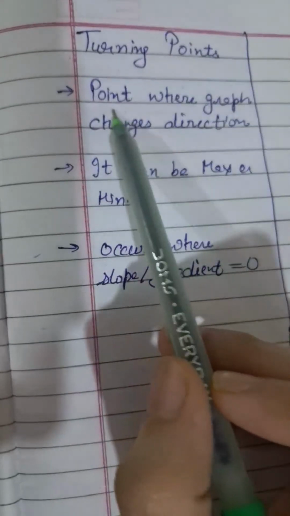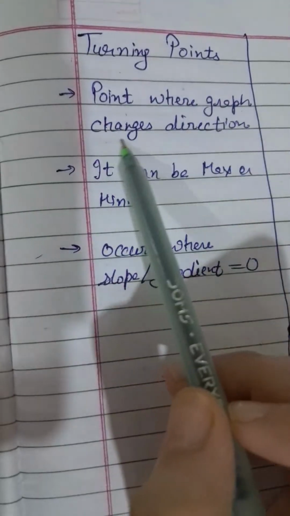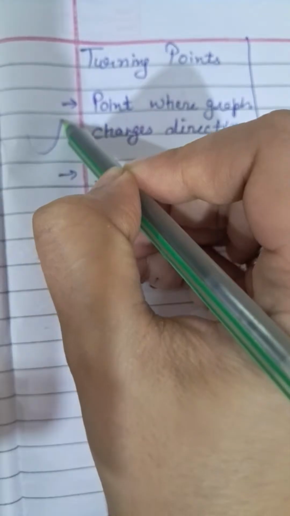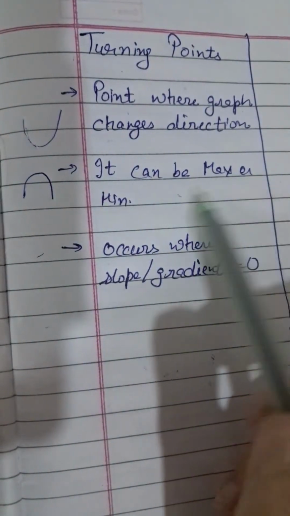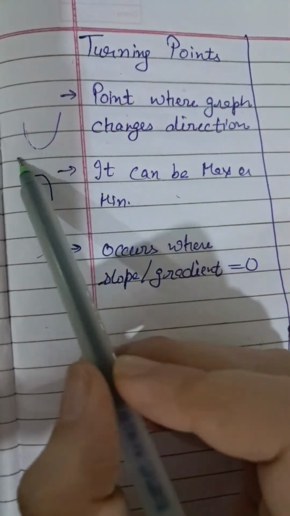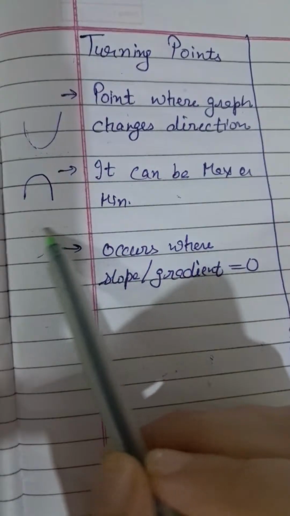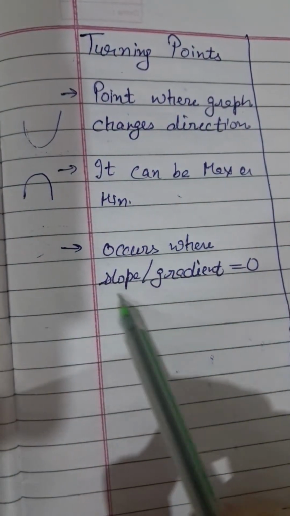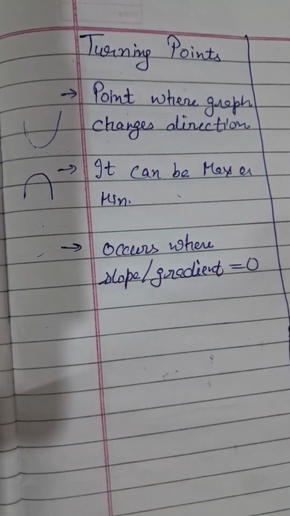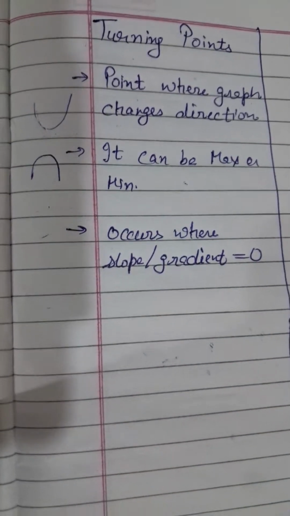Turning point basically is the point where the graph changes the direction, right? So it can change like this. And it can change the direction like this, and it's of two types. It can be maximum or minimum. In this case you can see it's a minimum point, in this case it's a maximum point. And it occurs where the slope or the gradient of the graph is 0.